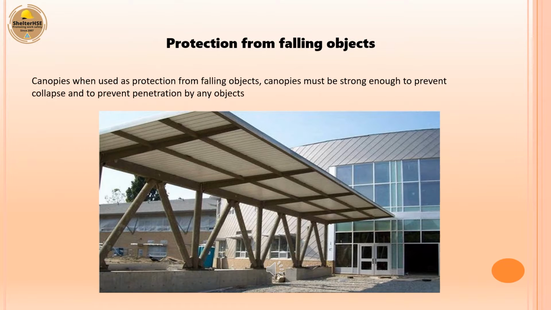Canopies. When used as protection from falling objects, canopies must be strong enough to prevent collapse and to prevent penetration by any objects.